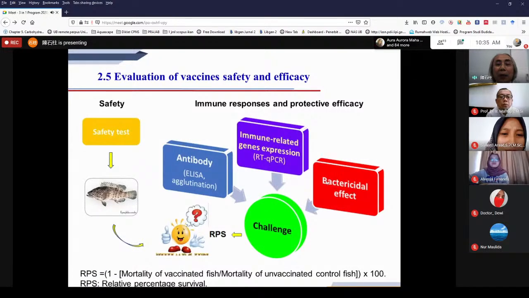The next part is what we call the bactericidal effect. We can take blood and isolate the serum, anti-serum, and mix it with the bacteria to make sure this antibody can kill the bacteria or reduce the bacteria number or not. So we can check the antibody titer, immune-related gene expression, and the bactericidal effect. The final one is the challenge. After challenge, which can survive? If the survival rate is very high, it means your vaccine has high potential, maybe can reach the commercialized stage. So how is the RPS? RPS uses this formula: mortality of the vaccinated fish divided by the mortality of the unvaccinated control fish, multiplied by 100. We call it the RPS, relative percentage survival.